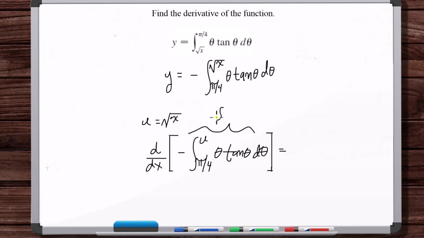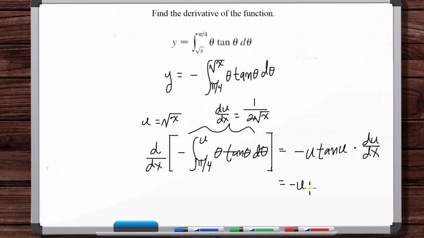This is some function of u, and we're taking d dx of this function of u, so it's df du times du dx. What is df du? That's going to be minus u tangent u, minus u tangent u, times du dx. And what is du dx? What is the derivative with respect to x of the square root of x? That's 1 over 2 root x.